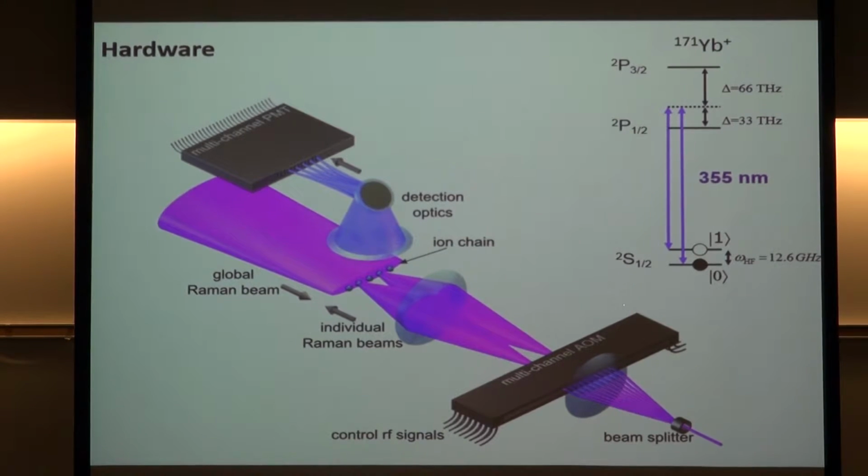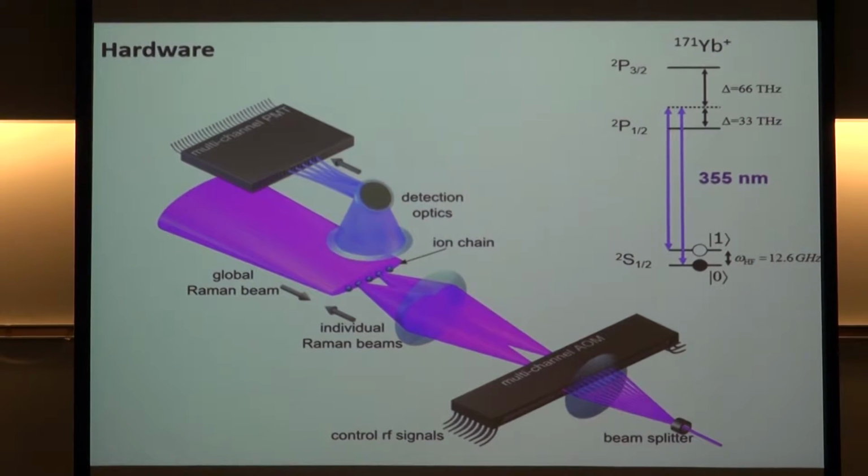To manipulate this qubit, we use a pair of Raman beams at 355 nanometers. This is an industrially relevant wavelength, so you can get very stable and reliable laser sources at high intensity at this wavelength. We use a pair of these to drive Raman transitions between these two qubit states. These generate a beat note that then drives the qubit between these two computational states.